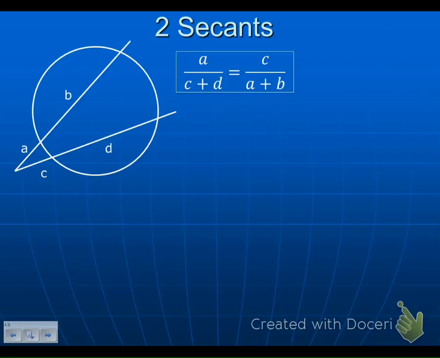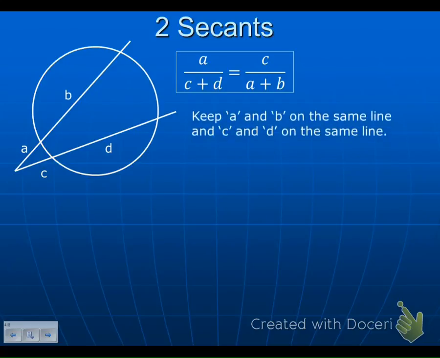So what's the proportion? Here's the pattern. A over C plus D equals C over A plus B. If you're not really understanding what this is saying, it's saying that this little segment here, A, over C plus D, the entire length of the secant up till the end of the circle, is proportional, is equal to the C right here over your A plus B secant. And that's all you have to do. All right, so we're going to plug them in and we're going to solve.